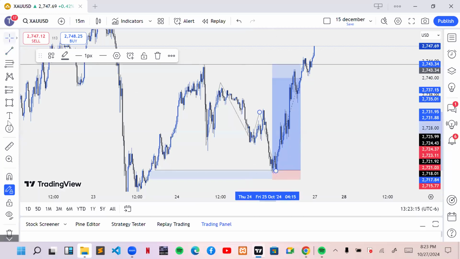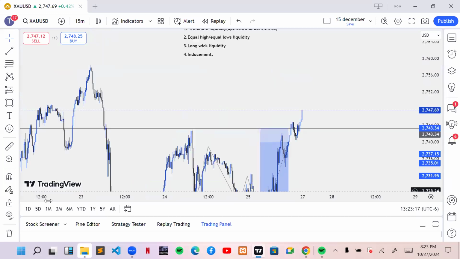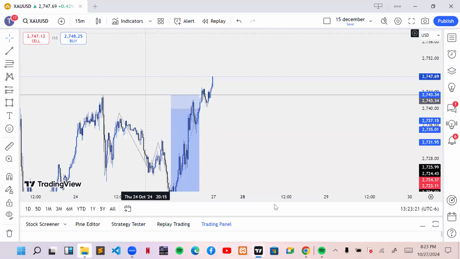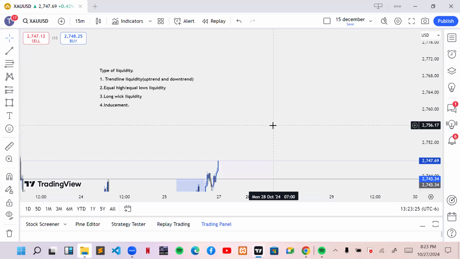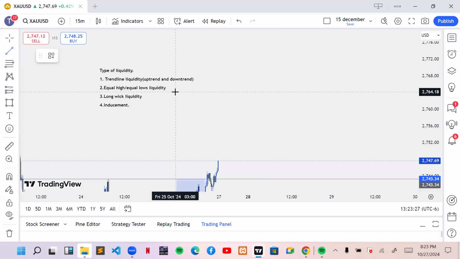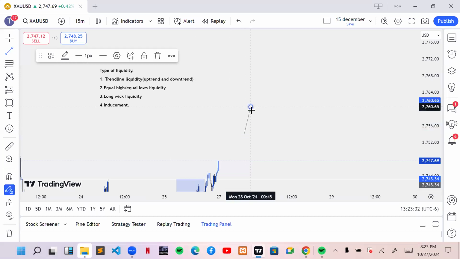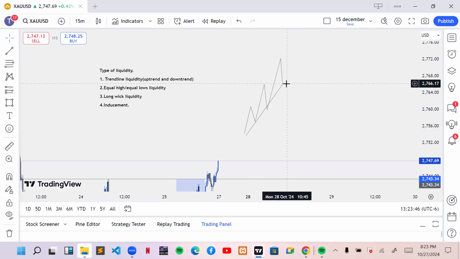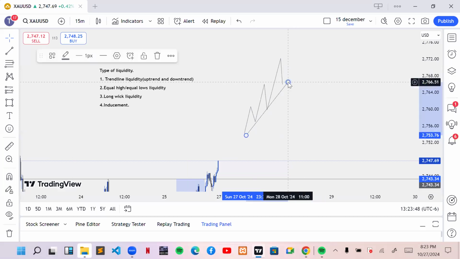Now, like I mentioned, there are types of liquidity, and one of them is trend line liquidity, uptrend and downtrend. What does this mean? It means for every trend there's liquidity being accumulated on the opposite side of this trend. So if the market is on an uptrend, making higher highs and higher lows, on this downside there's liquidity being accumulated here. And one thing about liquidity is the market must eventually take out liquidity.